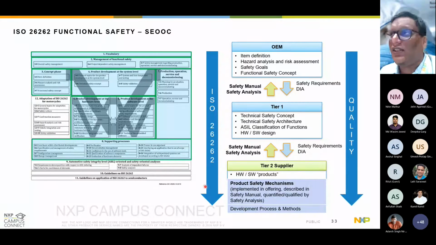These are some of the processes that different organizations will have to improve the quality of the work that they are doing.